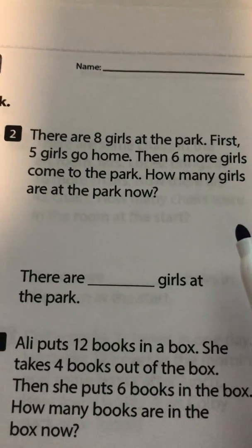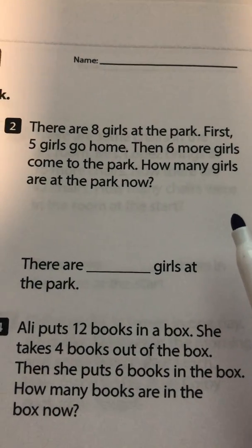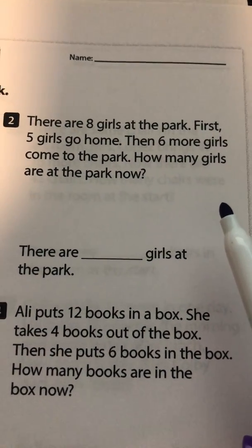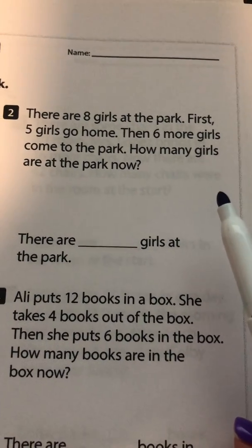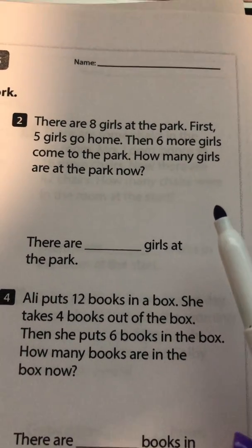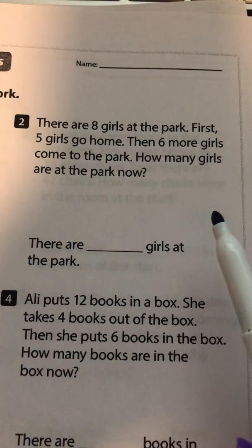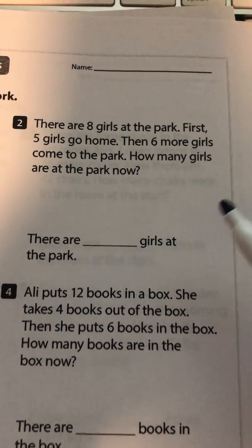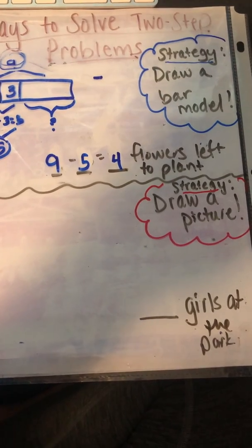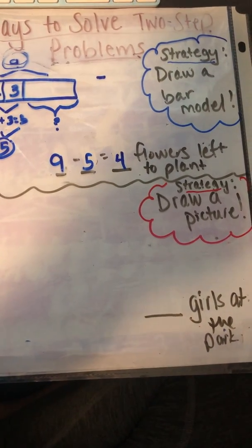Let's look at number 2. There are 8 girls at the park. First, 5 girls go home. Then 6 more girls come to the park. How many girls are at the park now? So we want to visualize this story in our head, and drawing a picture can help you to visualize this word problem and then solve.